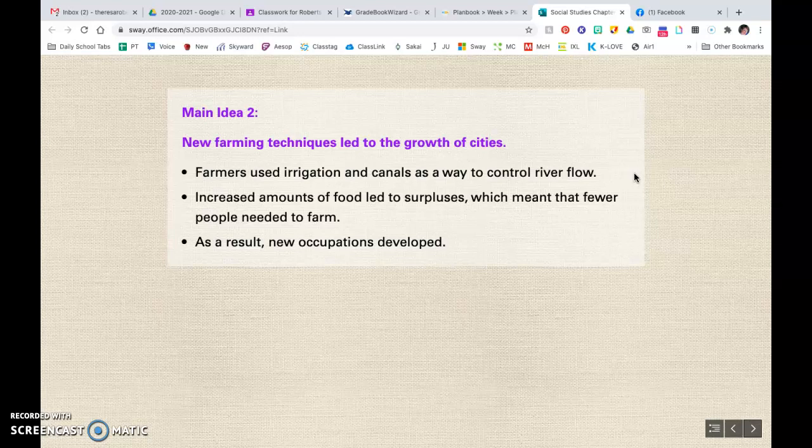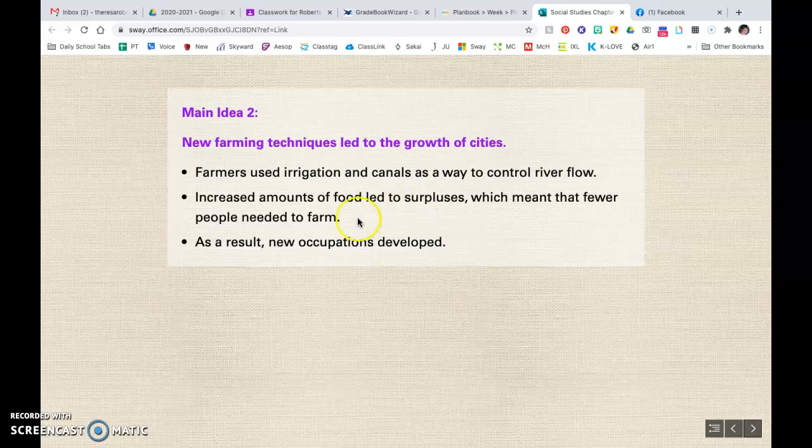So some new farming techniques that arose during this time would have been irrigation and canals. Irrigation, of course, is getting water to your crops, and canals would be something that would be man-made as a way to control the river flow. So this increased the amounts of food, which led to surpluses. So now we're getting to a point where we're no longer surviving. So we've come a long ways from being hunter-gatherers, a nomadic society, to being settled down in one place, growing our own food, and now we have a surplus.